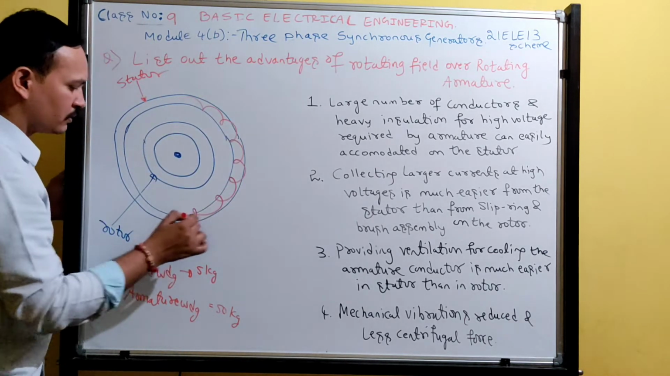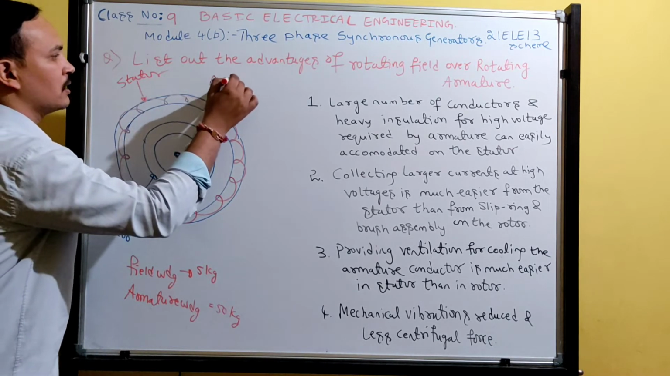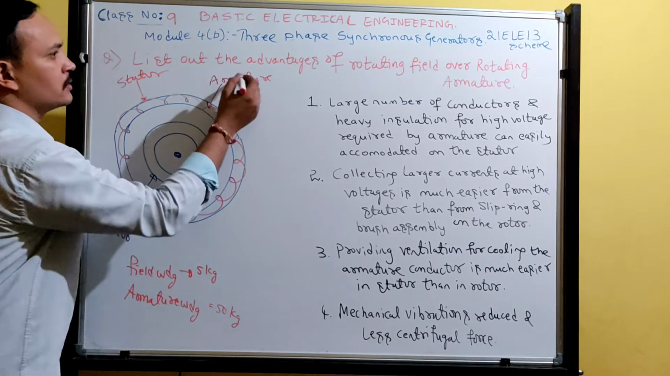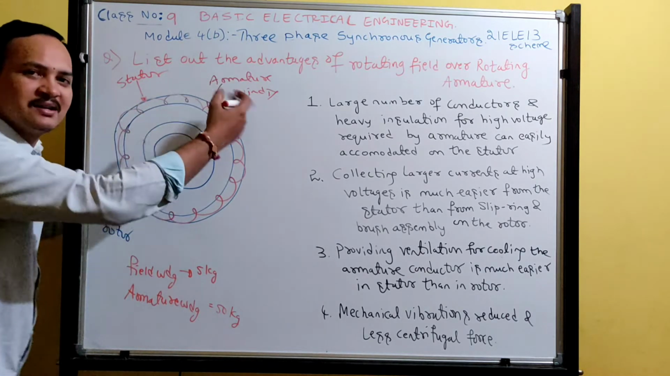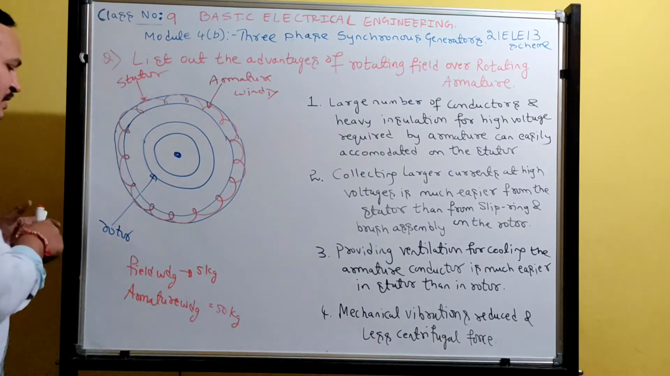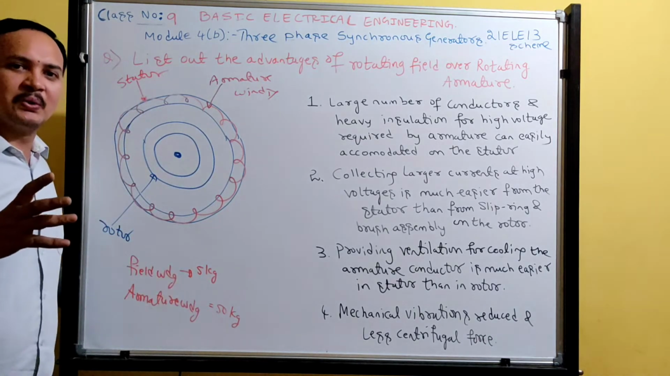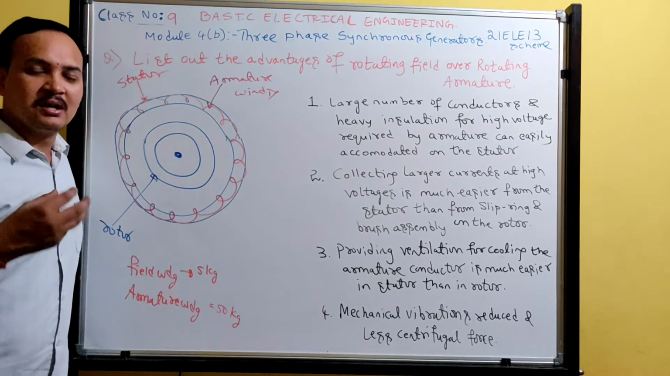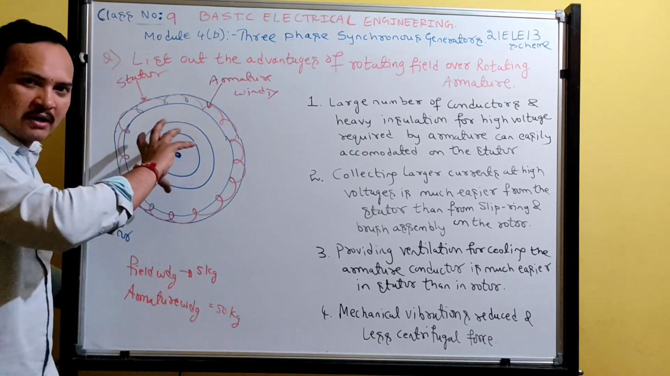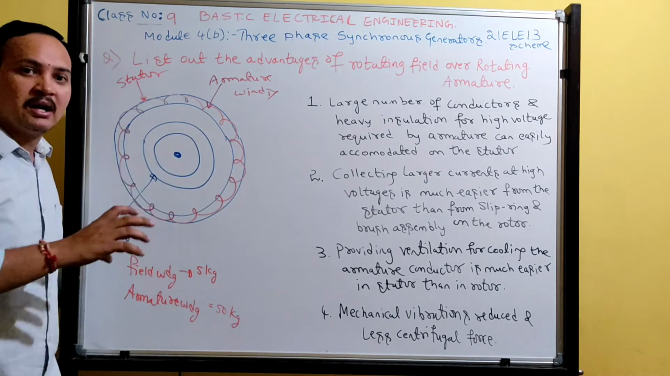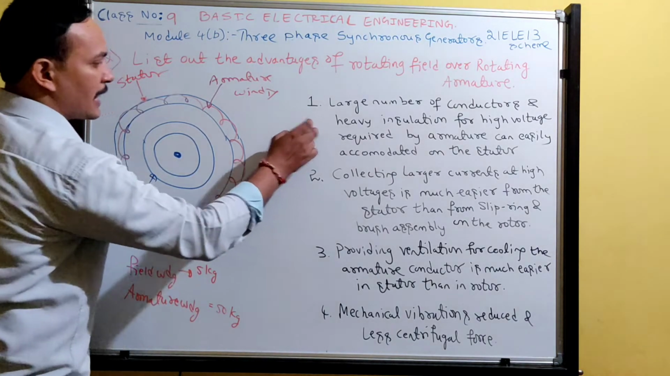This is called the armature winding. When I mount the armature winding on the stator, it becomes a stationary armature. Because of these large numbers of conductors, the armature can induce a voltage of up to 11 kilovolts. Whenever the rotor flux cuts the stationary conductors, high voltage is generated. So that is the first advantage I have written here.